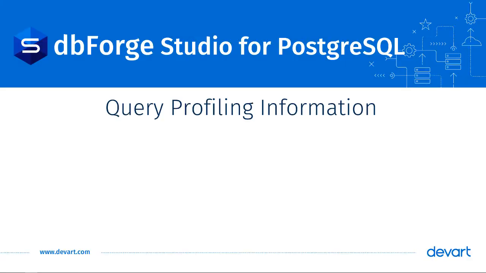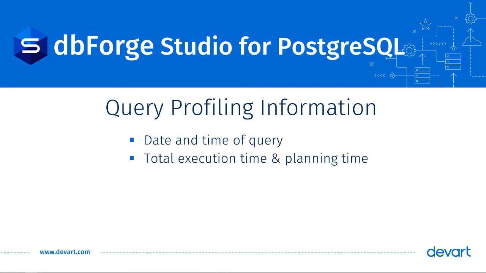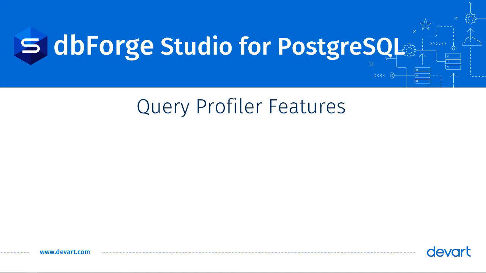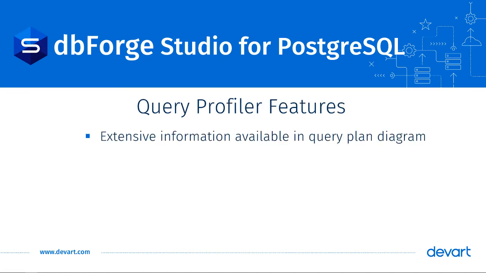The query profiling information includes the date and time of the query, the total execution time and planning time, a plan tree, a graphical plan diagram, the top operations within the query plan, and an XML version of the query plan. As we will see, the plan diagram has an extensive set of information that helps you identify potential bottlenecks.